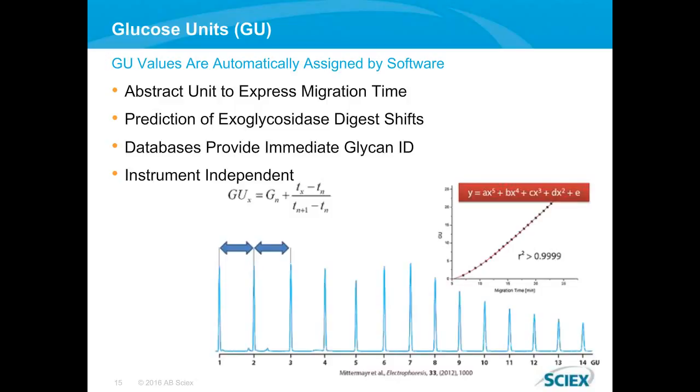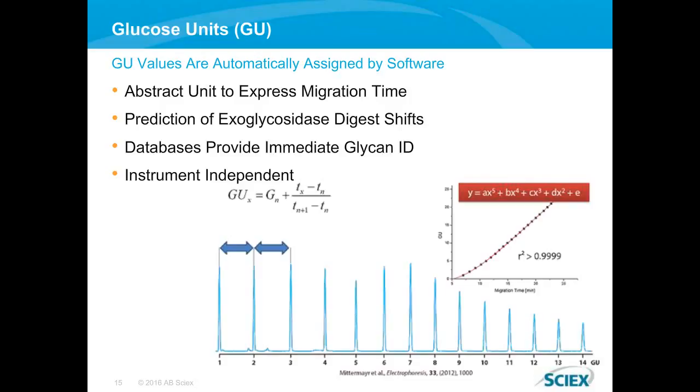GU values are an abstract unit to express migration time. So they basically are just a way for looking at incremental glucose additions and how long it takes to separate those. So G1 would correspond to 1 glucose unit, G2, 2 glucose units, etc. So you basically build a standard ladder almost that you can then reference against your human IgG glycans, for example.